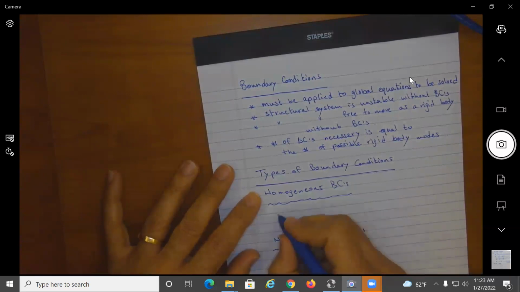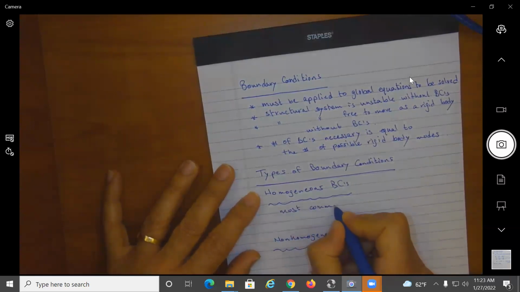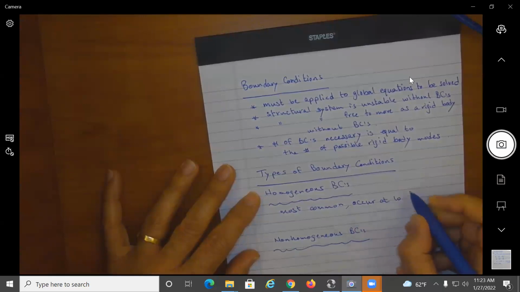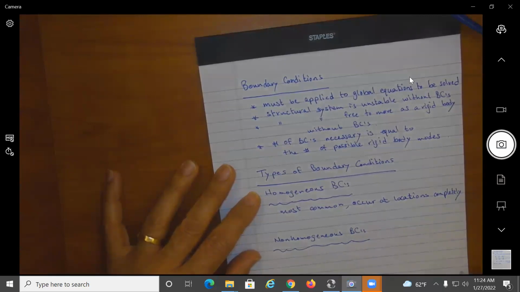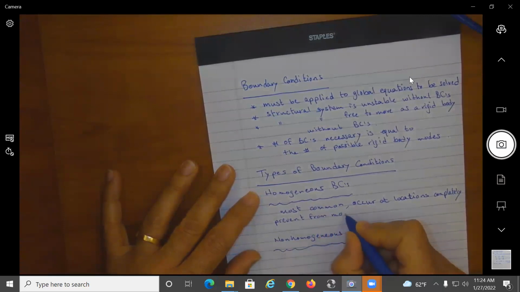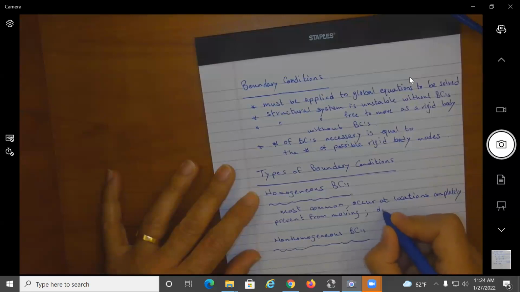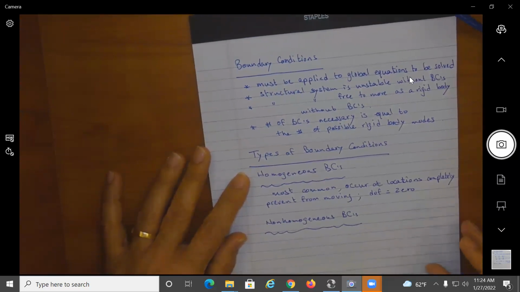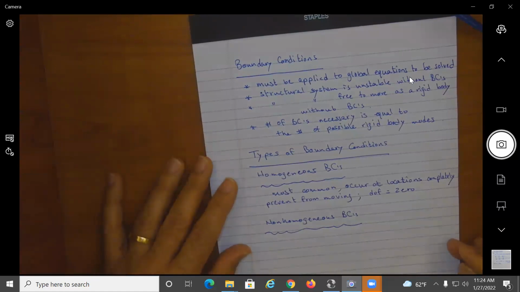The homogeneous ones are the most common, and occur at locations that are completely prevented from moving. That is, the degree of freedom is equal to 0. When I say degree of freedom here, I'm referencing displacement or rotation, right? So translational or rotational degree of freedom.